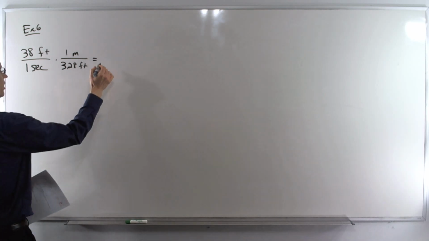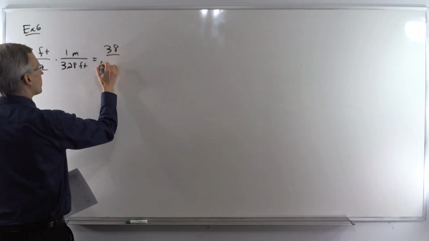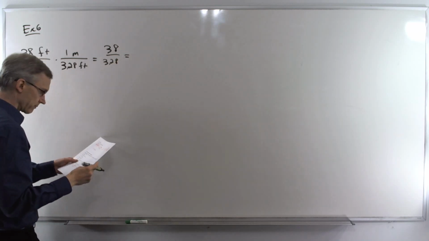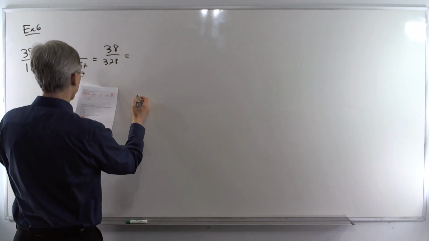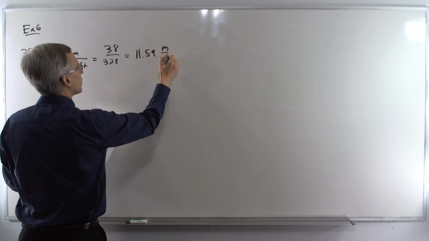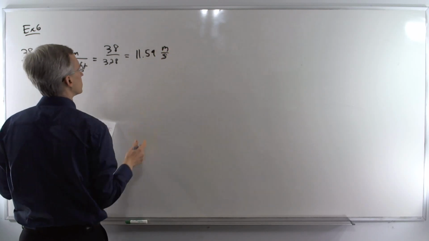Now I'm multiplying straight across. We got 38 on top, 3.28 on the bottom. Divide that out, 11.59 meters per second.